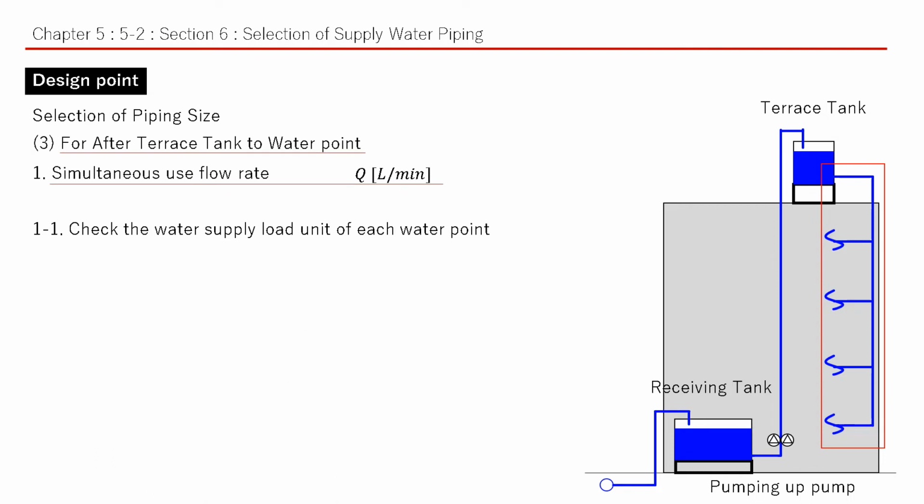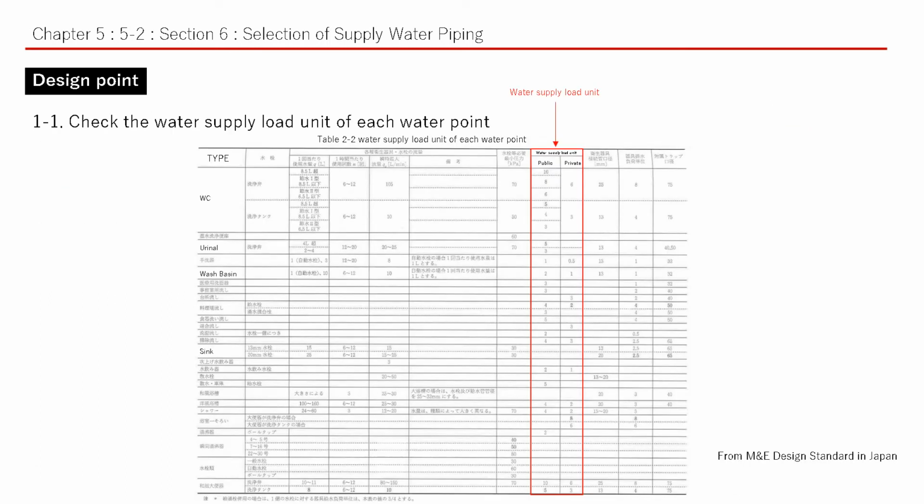Finally, we will select feeding pipe from terrace pump. Item 1, water flow to use simultaneous use flow rate. How to calculate this value? We will explain. 1. Check the water supply load unit of each water point. We would like to introduce one of the summary tables in Brown Book. We can pick up water supply load unit for each water equipment and point.